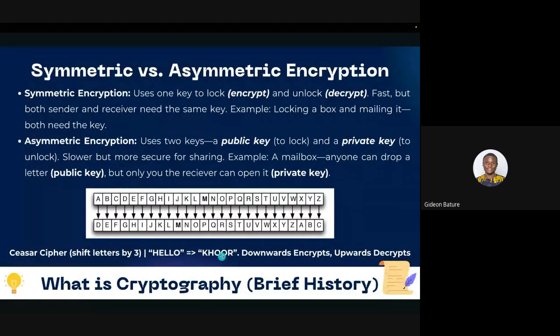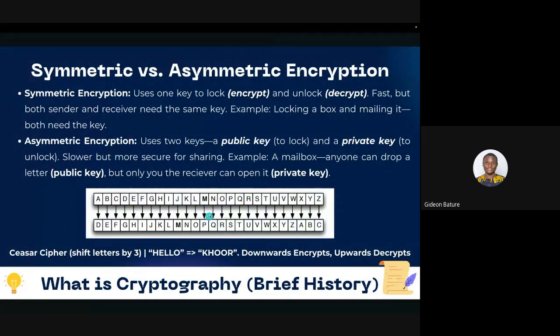Now, let's say I sent this KHOOR to somebody, right? And then the person wants to decrypt it. He wants to understand what is the main message this person is sending to me. What he needs to do is to get this same key I use in encrypting. So he will get this same key, and then he will use this key to decrypt it.